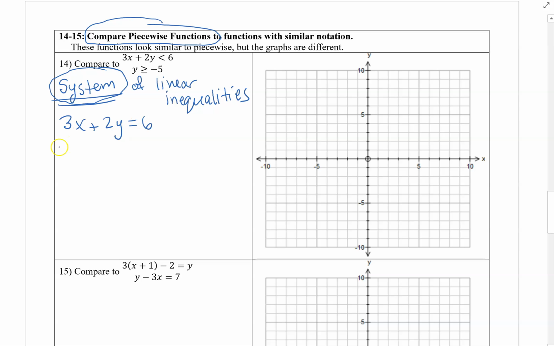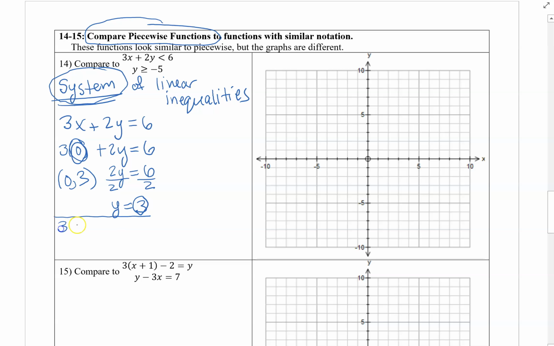Maybe I'll plug in 0 for x because it's just an easy thing to do, because 3 times 0 is 0 and then I get 2y equals 6. So if I divide both sides by 2, I get y equals 3. So I notice that if x is 0, y is 3. So that's 1 point on the line. I found the y-intercept.